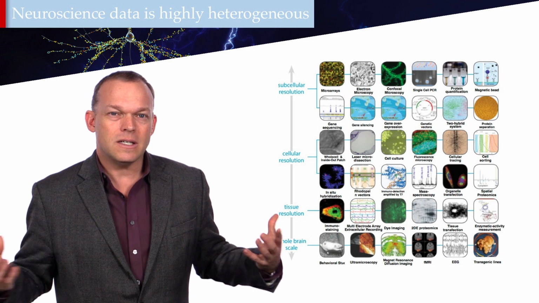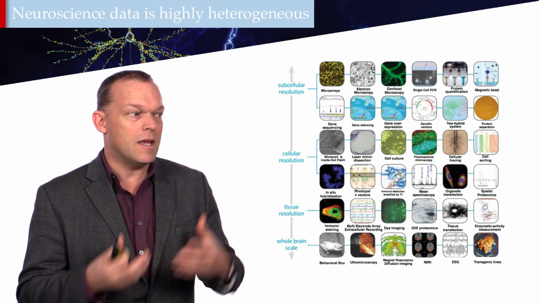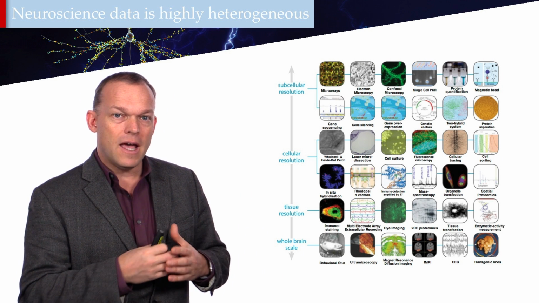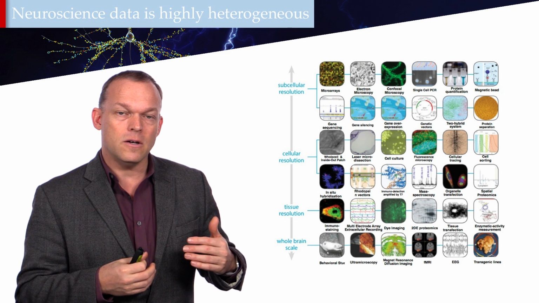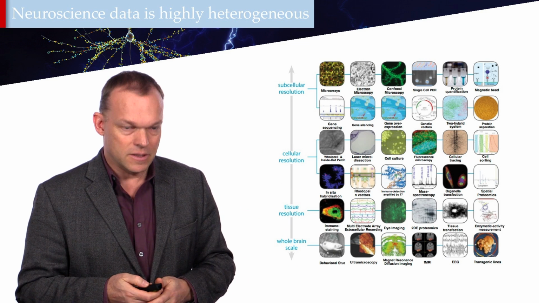How do we actually integrate that data? How do we organize it so that we can find the relationships between those different levels and ultimately build models that help us go from gene to behavior? And this is the challenge in neuroscience.